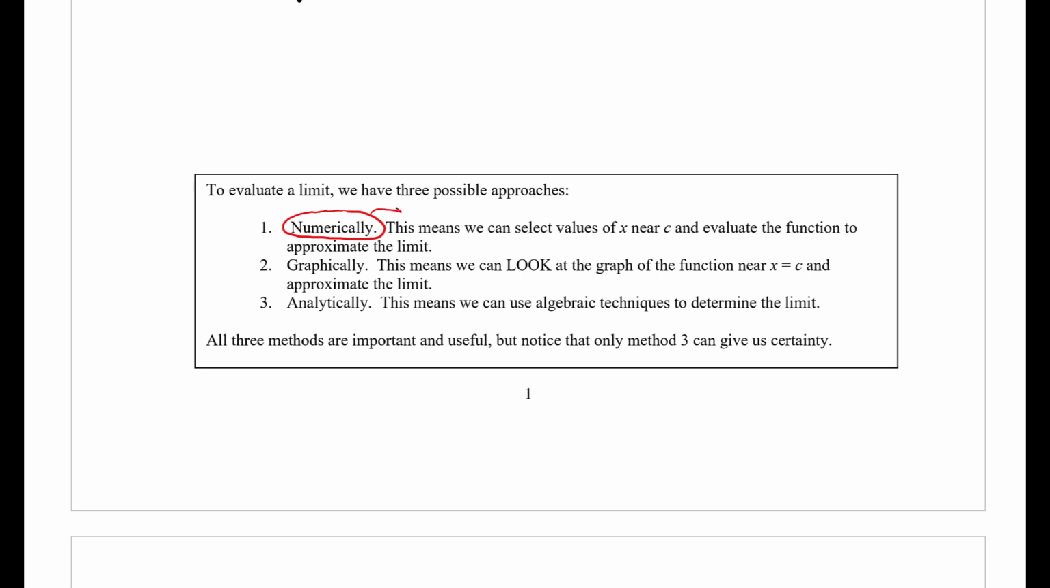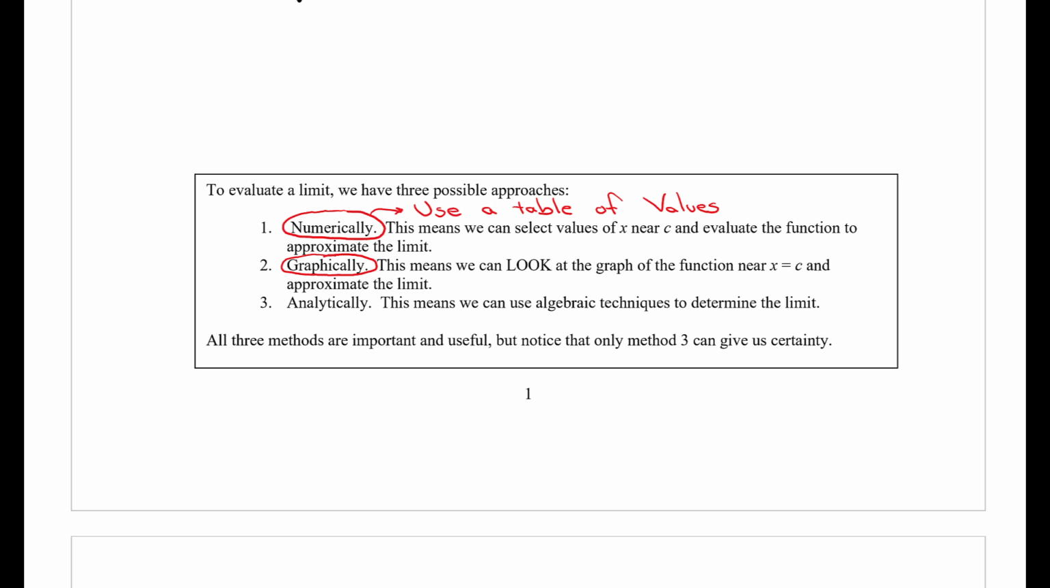I'm going to circle the word numerically in our number 1 approach. I'm going to draw an arrow pointing slightly above and towards the right, and I'm going to write down the words, this means you use a table of values. I know sometimes when we see words like numerically, we might not know exactly what it means, but when you are evaluating a limit numerically, it just basically means we're going to set up a table of values.